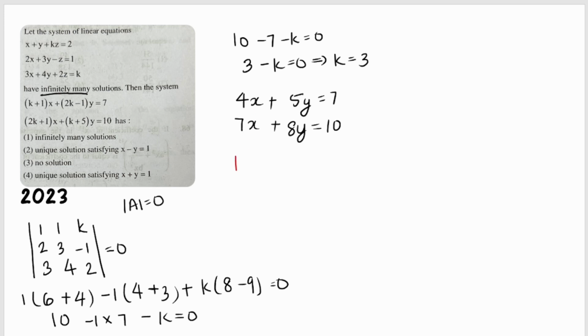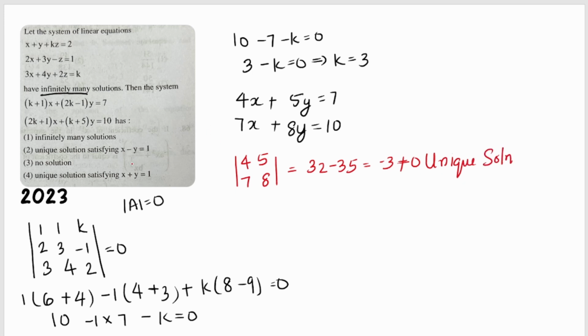Okay, so 4, 5, 7, 8. We have to find the determinant. 4 into 8 is 32. 5 into 7 is 35. When you subtract, you will get minus 3, which is not equal to 0. That means unique solution.